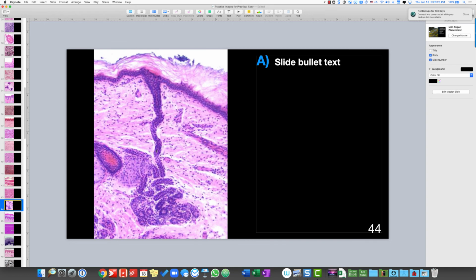Okay, so this is actually an eccrine gland, and this is thin skin. Okay, eccrine gland is a sweat gland, a type of sweat gland, and then this is thin skin. And we call that the thin layer of stratum corneum.